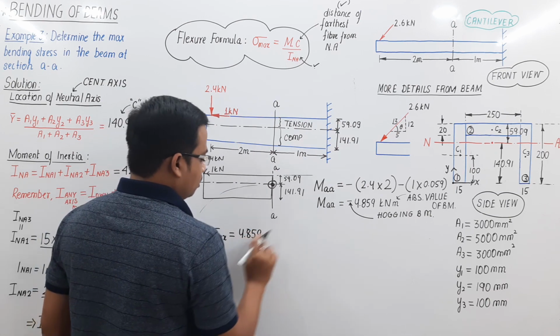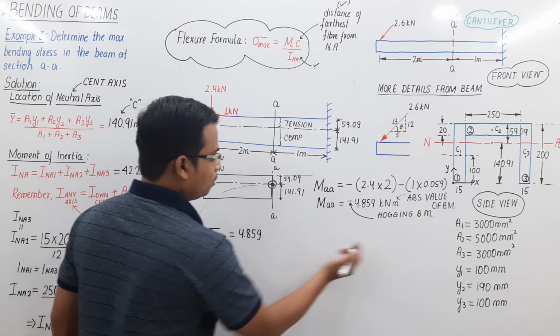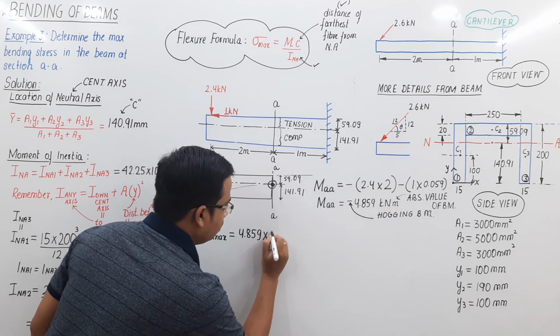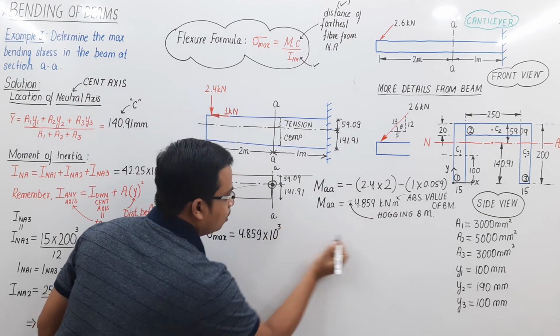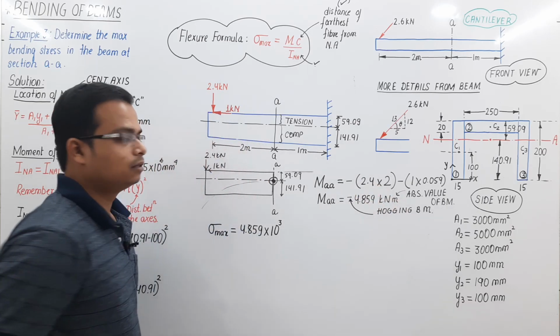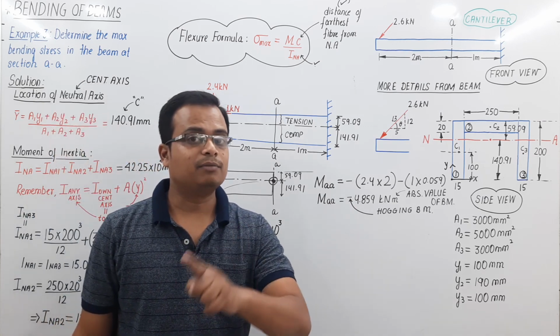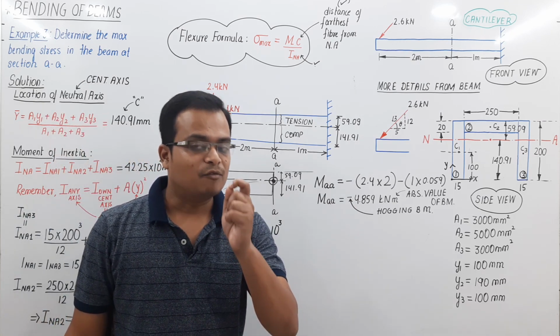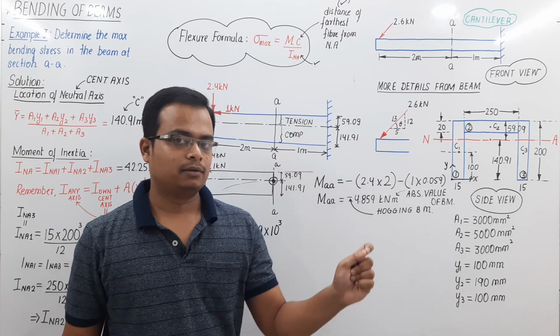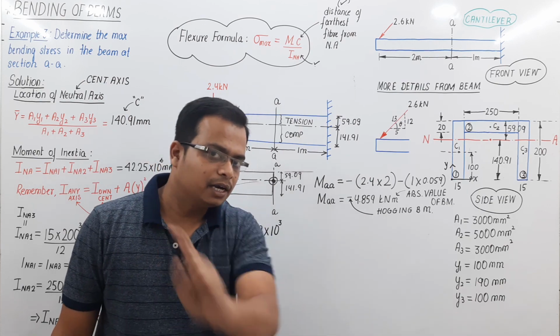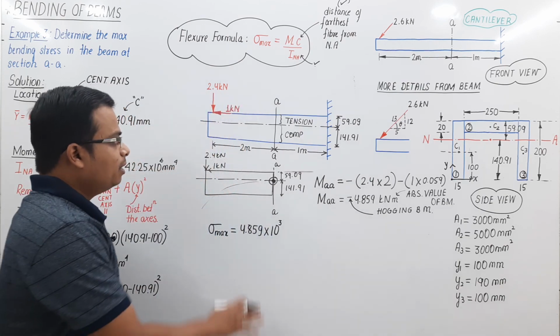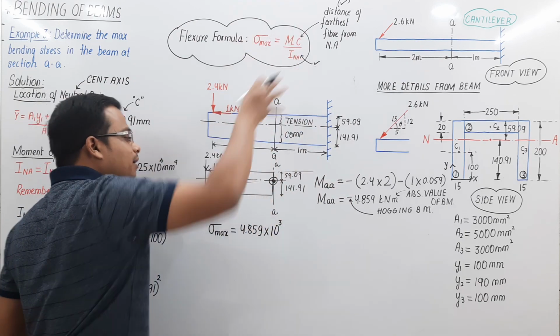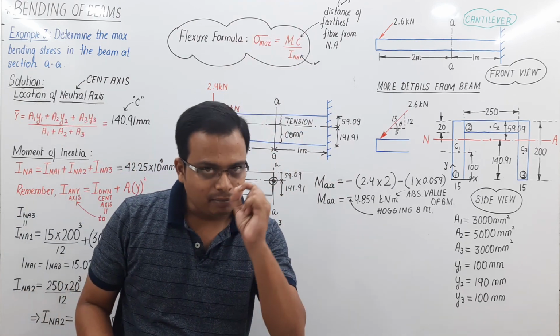4.859. Convert the kilo. How much is kilo? 10 raised to 3. Okay. From meter, convert this in millimeters. We are going to work out everything in newtons and millimeters so that the final stress value obtained will be in Newton per mm square, which is easily convertible in megapascals. Remember, everything that we are plugging in is in newtons and millimeters.